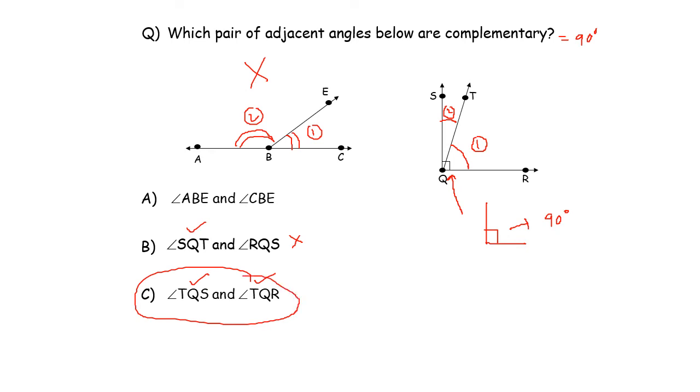The correct answer is C. In the other example, it is given RQS, the whole of it. You know the 90 degrees. RQS is actually the whole, both angles together, so it's not complementary. So the last one is the correct answer.